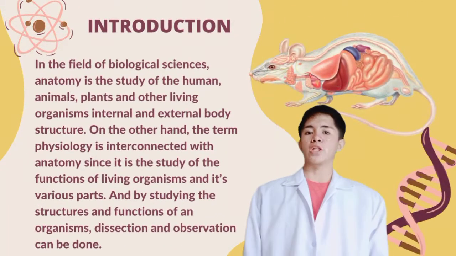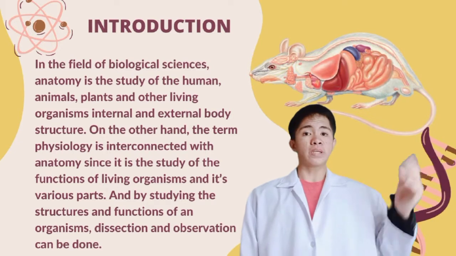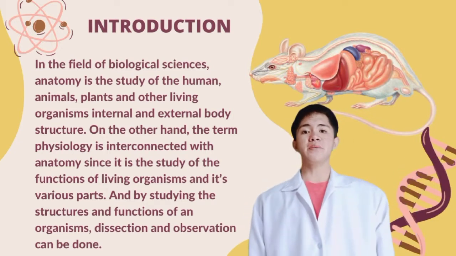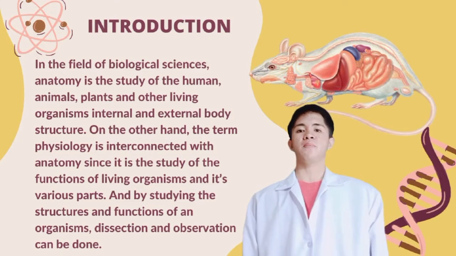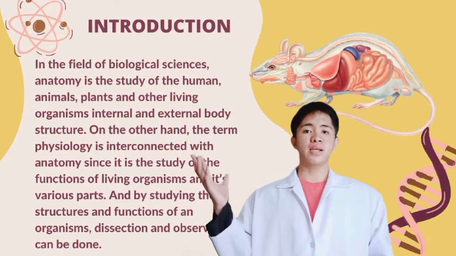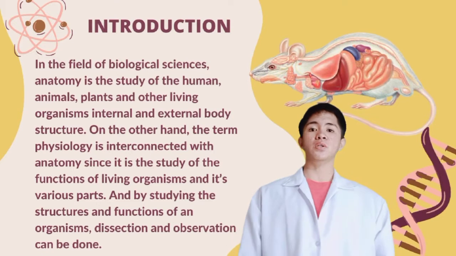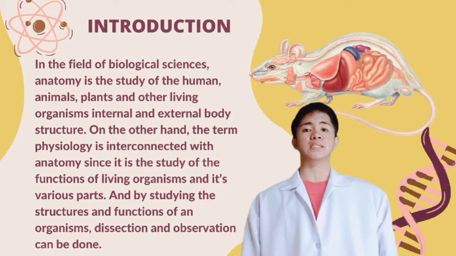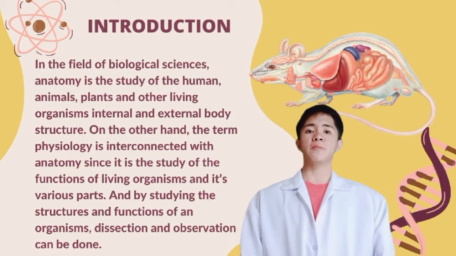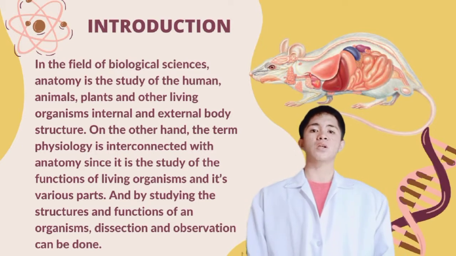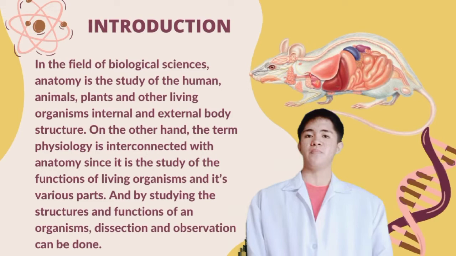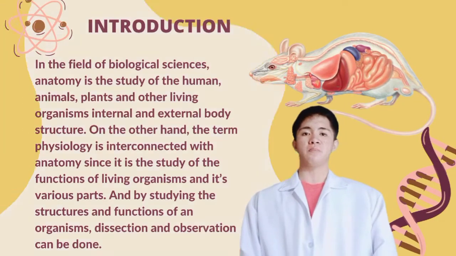In the field of biological sciences, anatomy is the study of humans, animals, plants, and other living organisms' internal and external body structure. On the other hand, the term physiology is interconnected with anatomy since it is the study of the functions of living organisms and its various parts. And by studying the structures and functions of an organism, dissection and observation can be done.